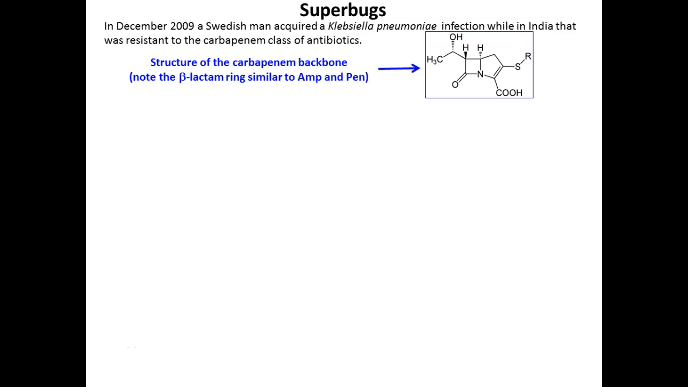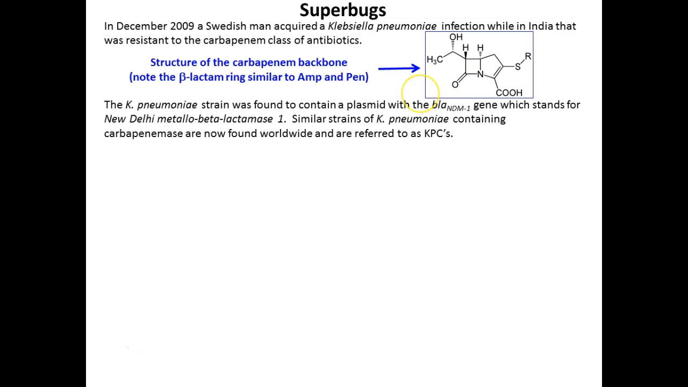Back in 1990, a Swedish man acquired a Klebsiella pneumoniae infection while in India that was resistant to a particular class of antibiotics similar to penicillin and ampicillin. Klebsiella pneumoniae is a gram-negative, right? We've worked with this. It can cause a really serious form of pneumonia. It's encapsulated, which helps protect it. This drug is very similar to ampicillin and penicillin, what we call beta-lactam drugs. They have this ring structure in here. And come to find out, what was going on here is that the Klebsiella pneumoniae had acquired a plasmid.